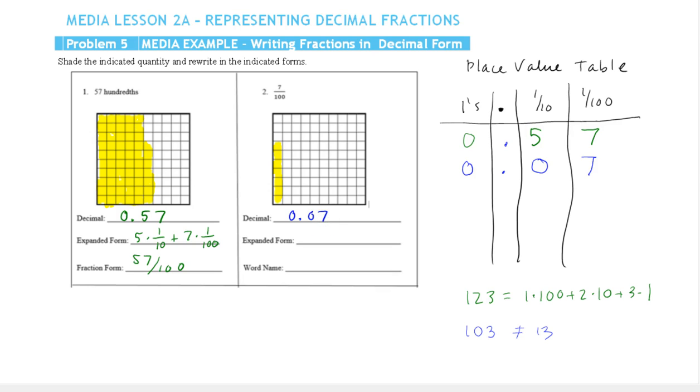In expanded form, I'm going to use the tenths place and show that we have 0 tenths plus 7 hundredths. So the 7 is in the hundredths, the 0 is in the tenths. And our word name, 7 out of 100, will be 7, read the rightmost place value, so 7 hundredths. Okay. We have two more to look at. I hope you're starting to make connections between all these different representations.